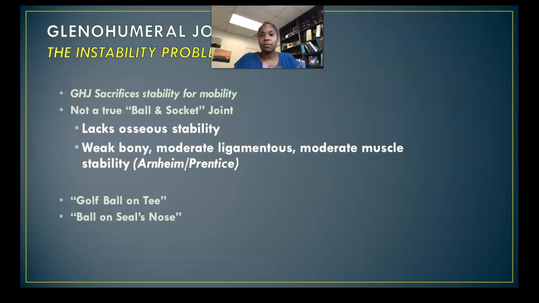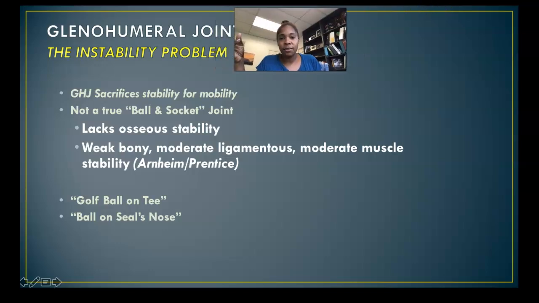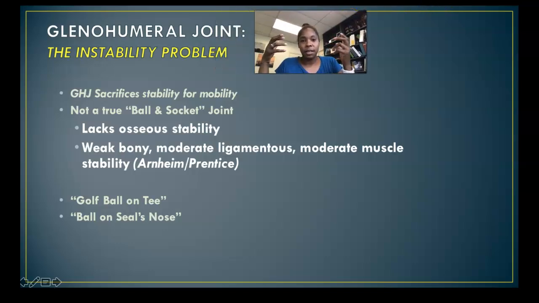Glenohumeral instability is a problem about the glenohumeral joint, and it has to do with what I mentioned at the outset as it relates to the anatomy of the joint, this idea that it's a ball and socket joint, right? The ball being the humeral head, and the socket being the glenoid fossa, right? That humeral head sits within the glenoid fossa, but because it is so large, we get a lot of mobility, but we sacrifice the stability of that joint to gain that mobility.